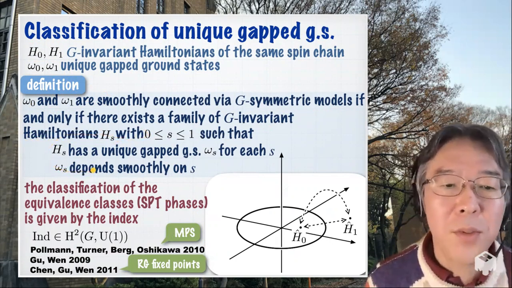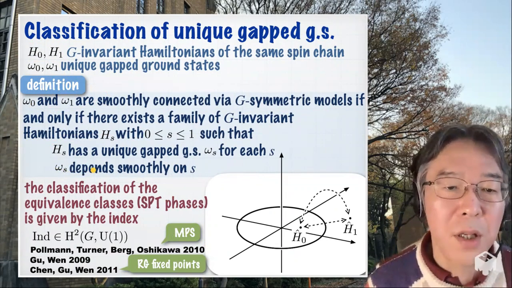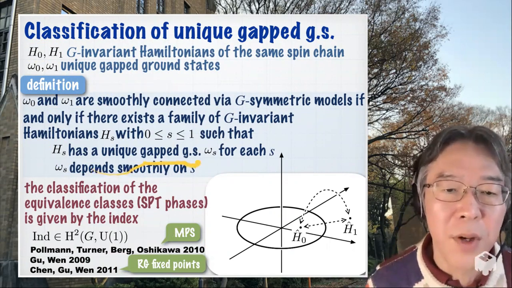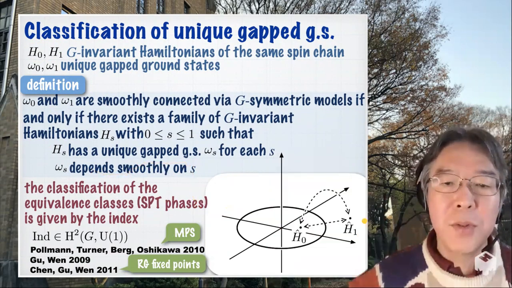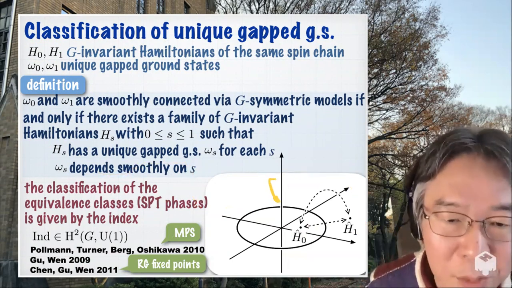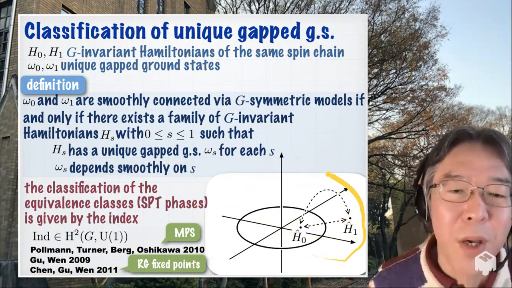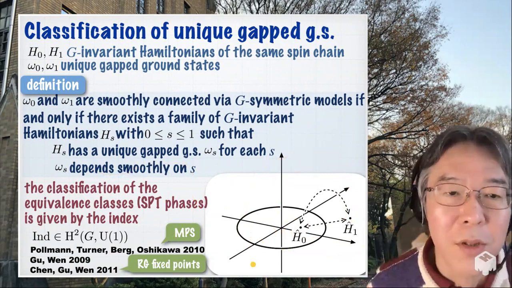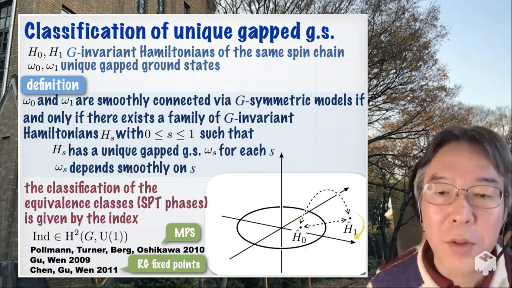So this gives you, of course, the finer classification, and it is not always the case that there is only one phase. So here's a very rough picture. Here are these Hamiltonians H0 and H1. Both have a unique gapped ground state. In this whole space, all the Hamiltonians have a unique gapped ground state. This is a very big space of many Hamiltonians. And now we ask if you can connect this Hamiltonian to this Hamiltonian.